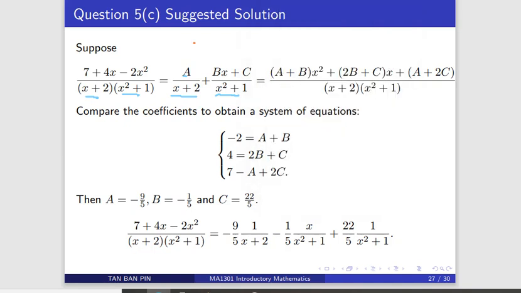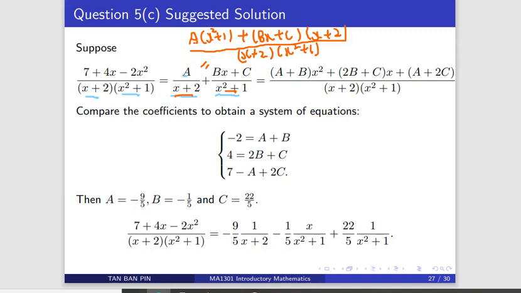So if you combine back as a single fraction, it should be A over x plus 2, plus Bx plus C over x squared plus 1. If you combine that as a single fraction, you just try to have a common denominator, and this is what you get: A(x squared plus 1) plus (Bx plus C)(x plus 2), over (x plus 2)(x squared plus 1).